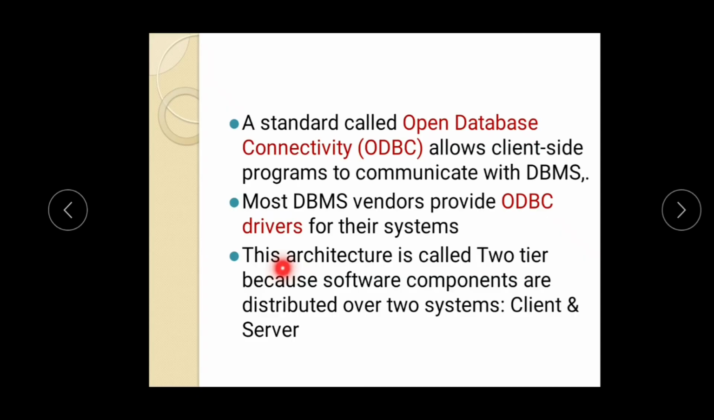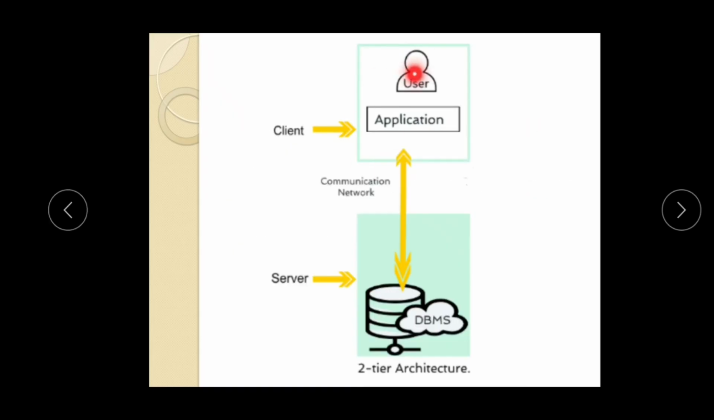So this architecture is called two-tier because the software components are distributed over two systems, client and server. Why is it called two-tier? Because the software as well as hardware components are distributed over the two systems, client and server. Here the server name is database server or DBMS server. Clear? So this is a two-tier architecture.